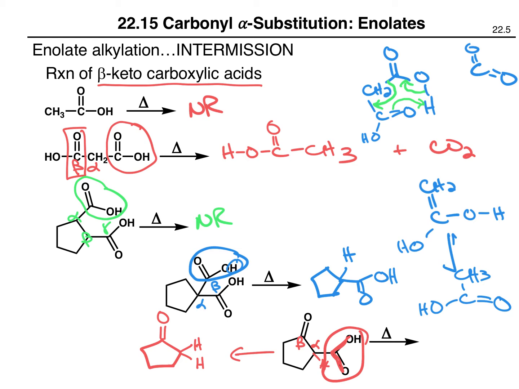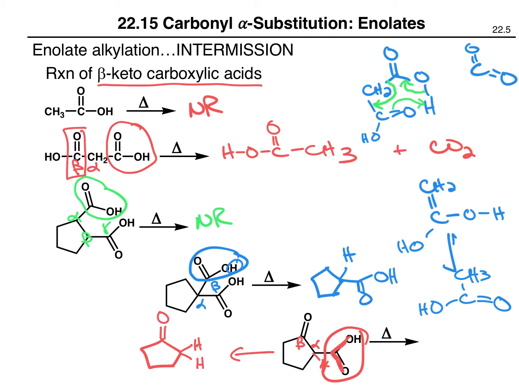So any carboxylic acid with a carbonyl beta to it can undergo decarboxylation when heated. Why would we want to do this? We're breaking a carbon-carbon bond, we're making our molecule smaller, so what is the advantage of this reaction?